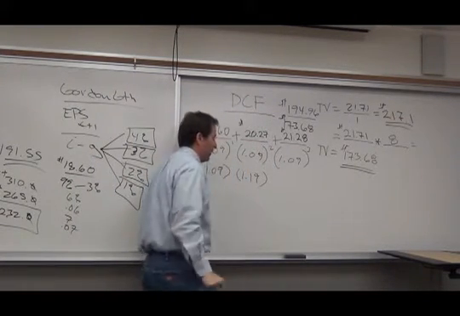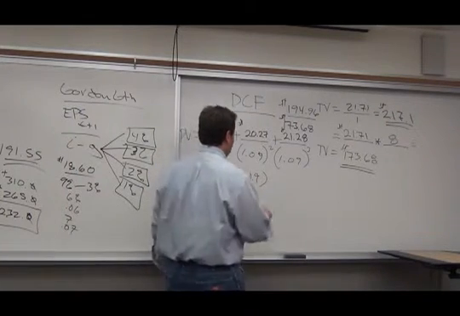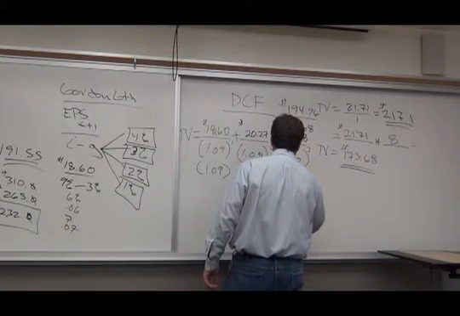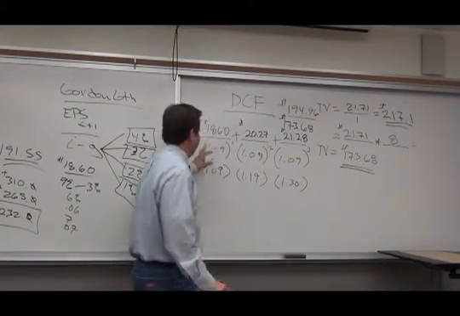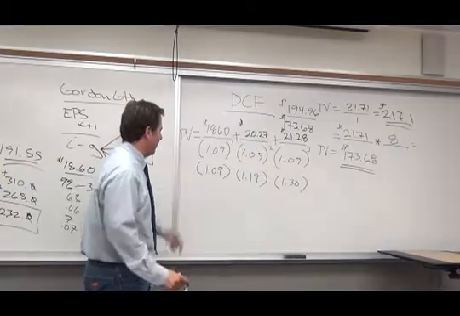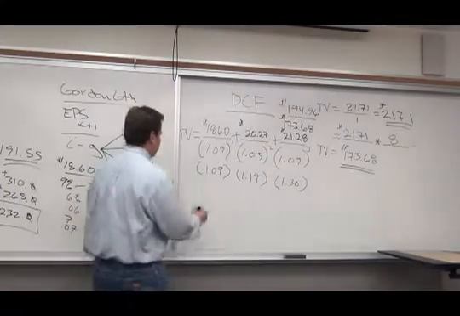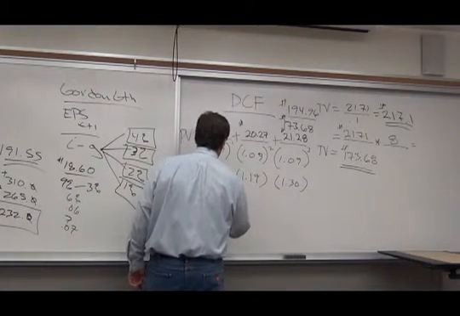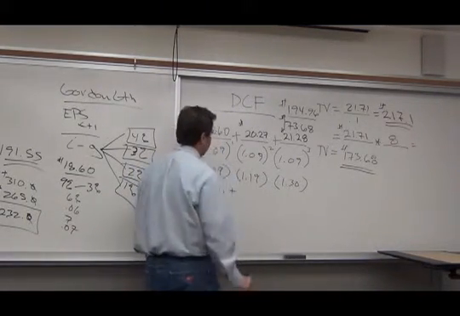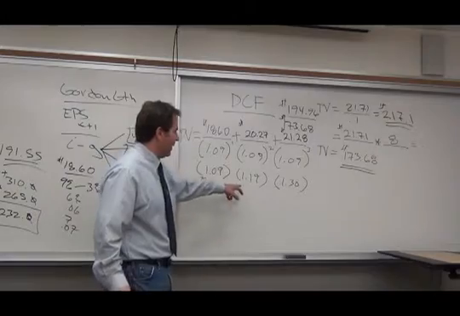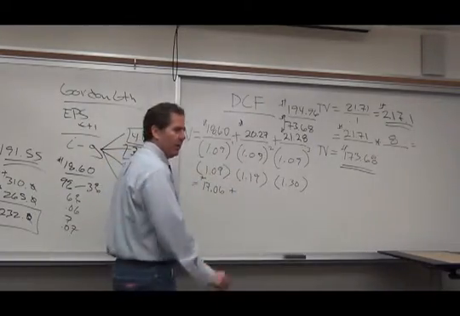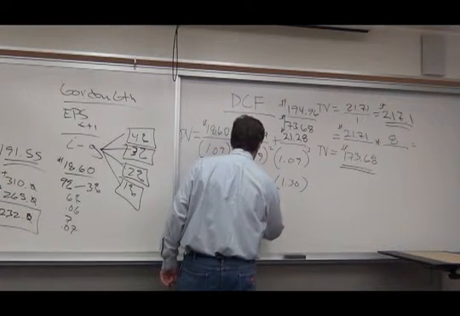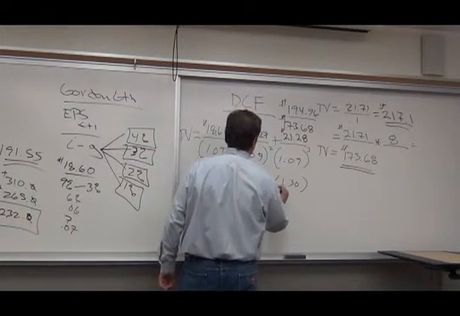Okay, and then what's 1.09 to the third power? 1.3. Rounded up, yeah. Okay. So what's 18.60 divided by 1.09? 17.06. Okay. And then what is 20.27 divided by 1.19? 17.03. Okay.